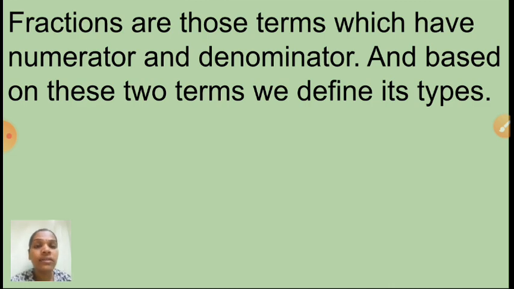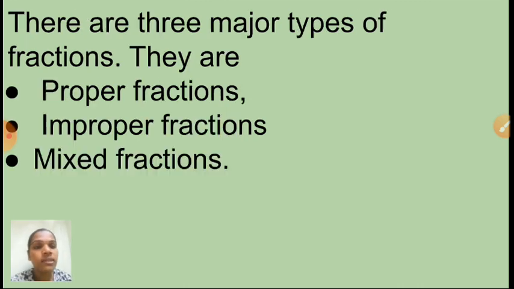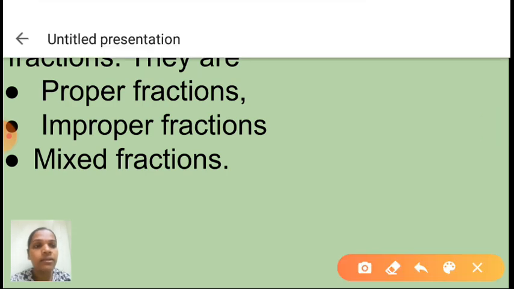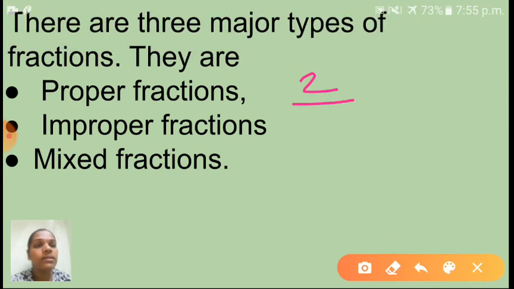Based on this numerator and denominator we can classify the fractions into three types. See here children, there are three major types of fractions. They are proper fractions, improper fractions and mixed fractions. Can anyone say what is meant by proper fractions? Yes, here I will give an example. 2/7. This is what? Yes, very good. This is a proper fraction.